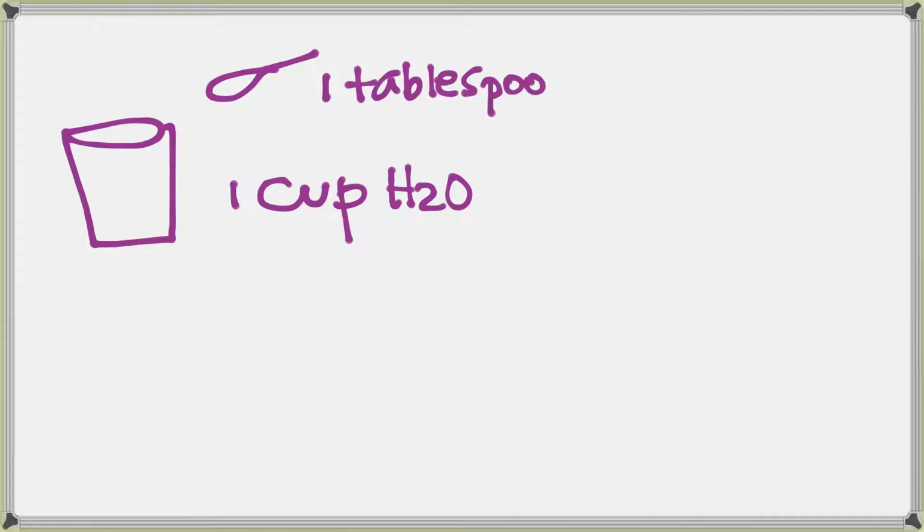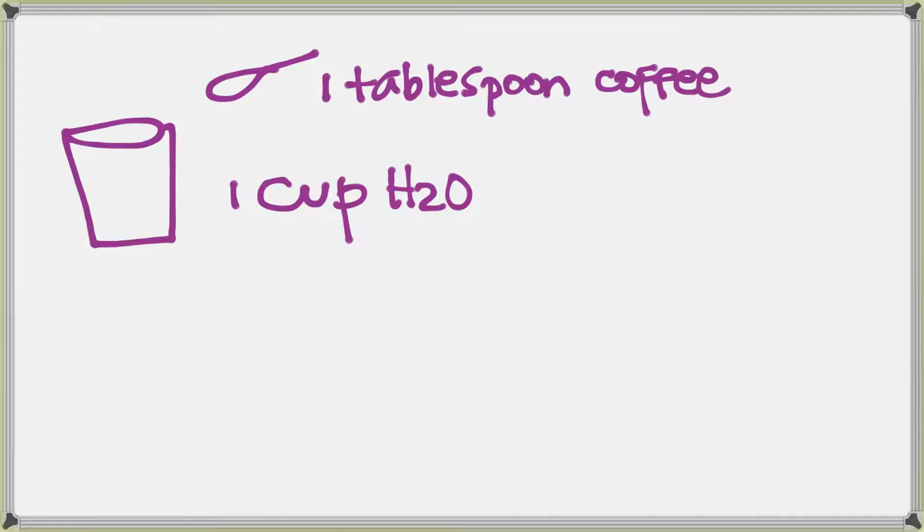Now, let's take for example, let's say we're gonna make a cup of coffee. To make a cup of coffee, I need 1 cup of water, 1 cup of H2O, and let's say I need 1 tablespoon of, let's say, coffee. So this is how I make coffee. Let's just say I don't use sugar. Now, the question is, how can you make this coffee stronger?